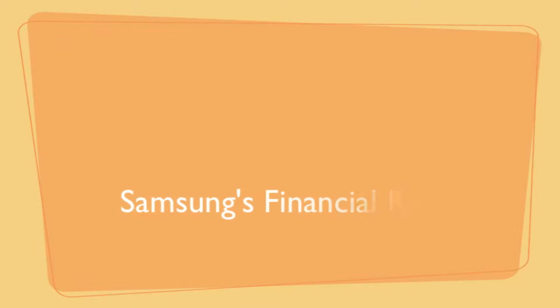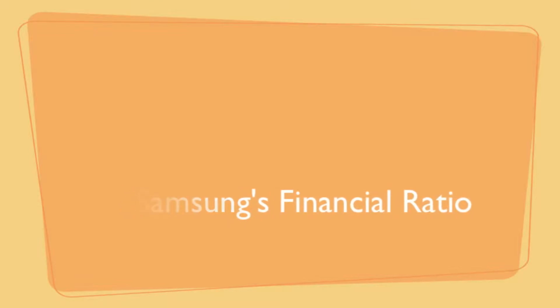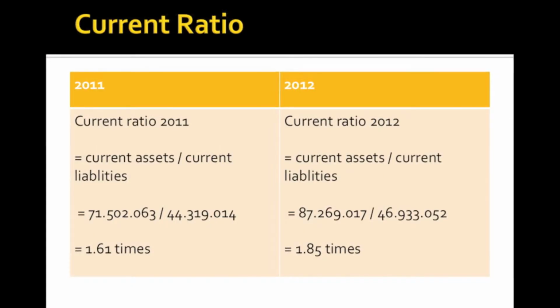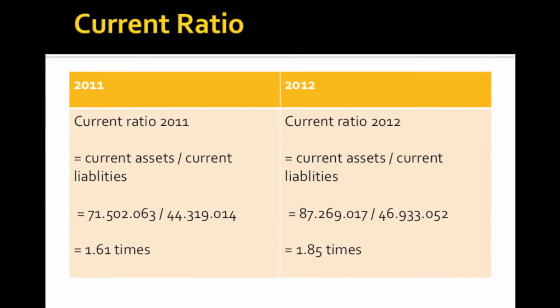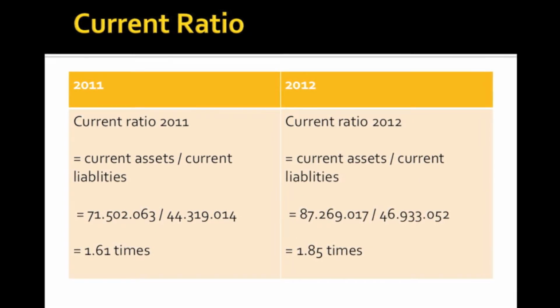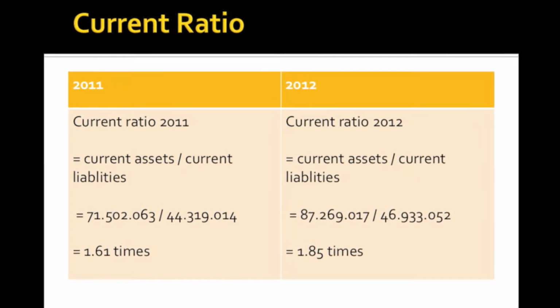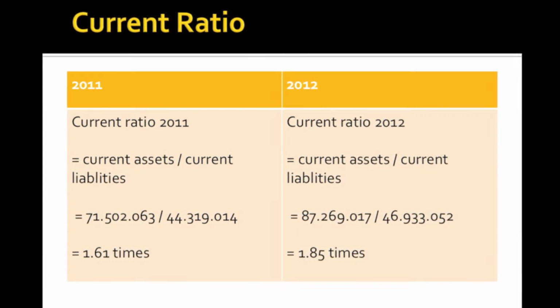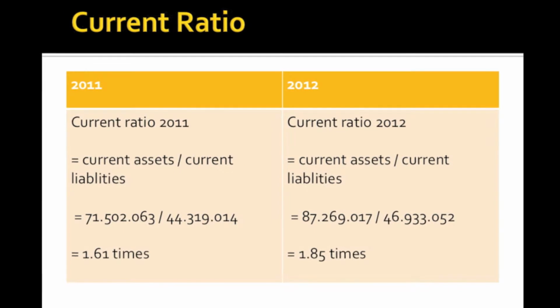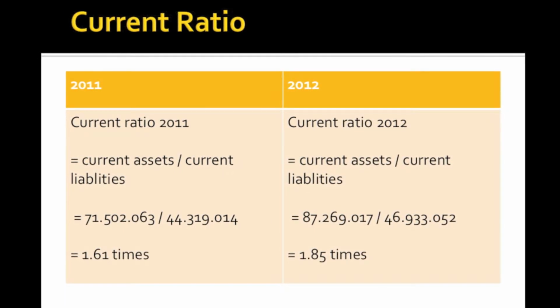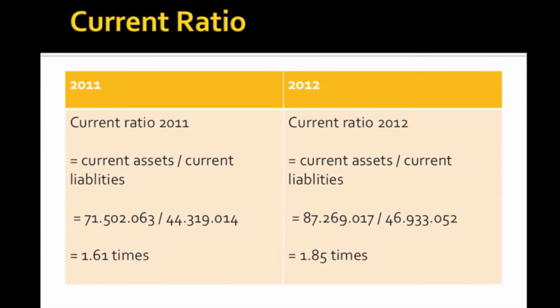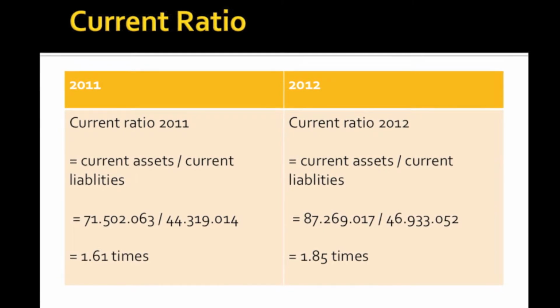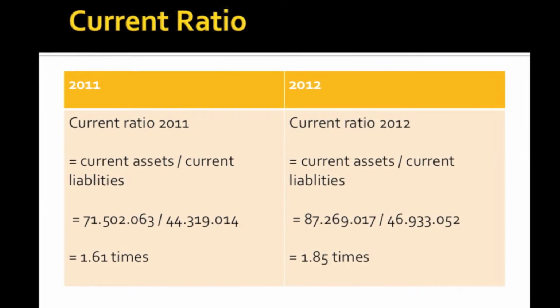Let's start the video by analyzing 2 years of Samsung financial ratio. Current ratio in 2011 is 1.61 times, while in 2012 it's 1.85 times. This means there's an increase in current asset and decrease in current liabilities, making the company's financial position become stronger. And there's an increase in net profit due to current asset increase.